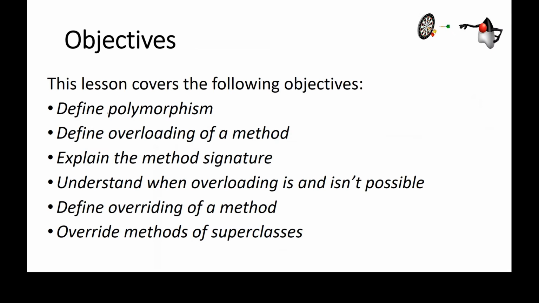So today we'll talk about polymorphism. We will define polymorphism. You already know the meaning of polymorphism. We already know the overloading of a method, all right? And let's talk about the method signature, which is part of what? Method overloading. So we know which method. And understand when you overload a method, is it possible or is it impossible?